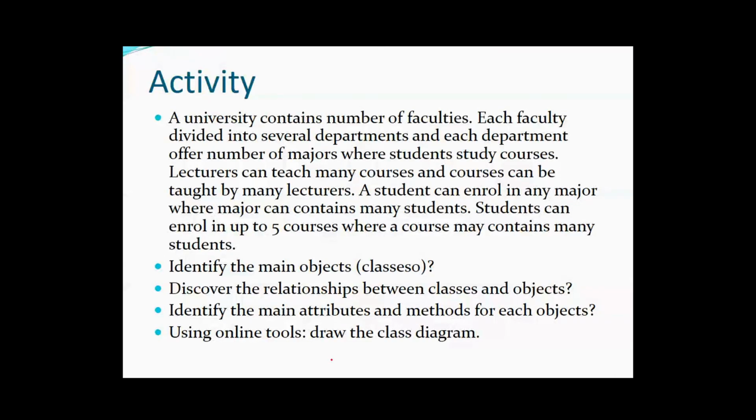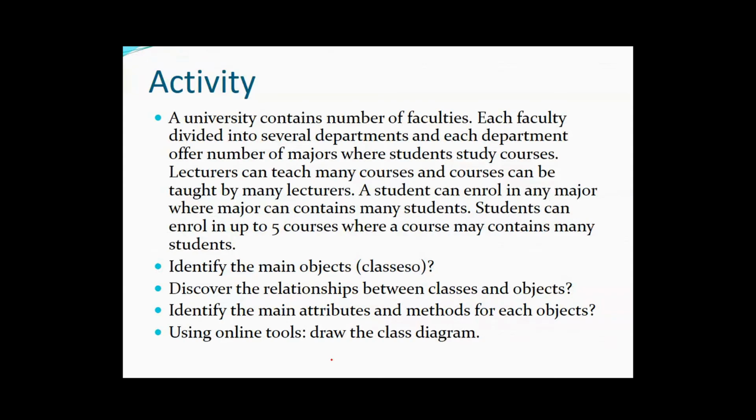Okay, this is an activity for you. This is a good activity for you. The activity says that you have a university, and the university contains faculties, such as engineering, IT, business. Each faculty is divided into departments. For example, the IT department is divided into what? Into math and IT, for example. And each department has a major. So in IT, for example, we have security, software development, network, and so on.